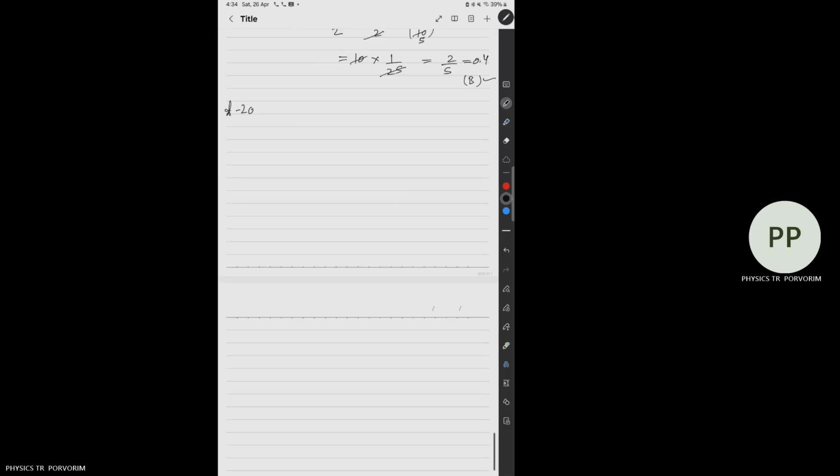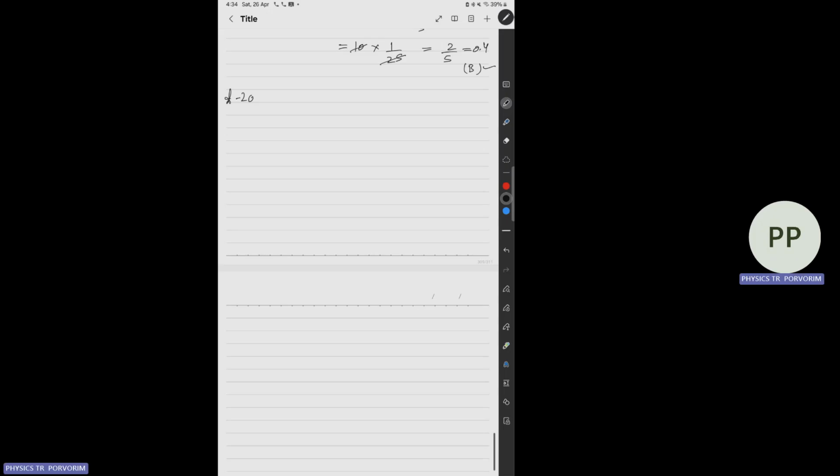20. A 1 kg ball falls from a height of 25 centimeter. The mass is 1 kg, the initial height is 25 centimeter, and it rebounds up to a height of 9 centimeter. The final height is 9 centimeters. What is the coefficient of restitution? Coefficient of restitution is given by final velocity divided by initial velocity.